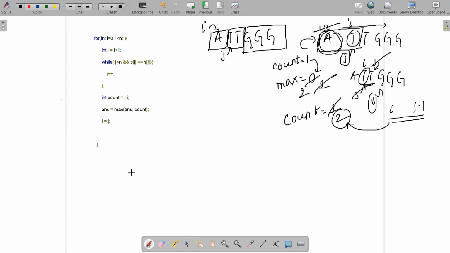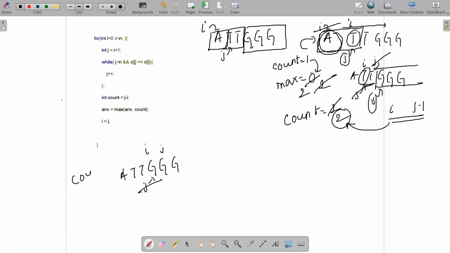Now again, A, T, T, triple G. Right now, G is a different character. Try finding the longest length substring with all G's. It starts from the jth character. Put your i to the jth pointer, and then reinitialize j to i plus 1.